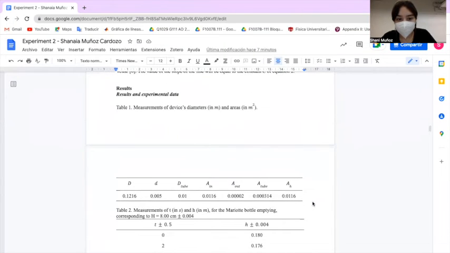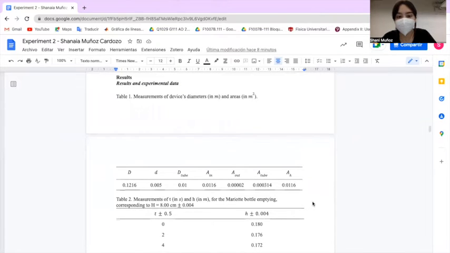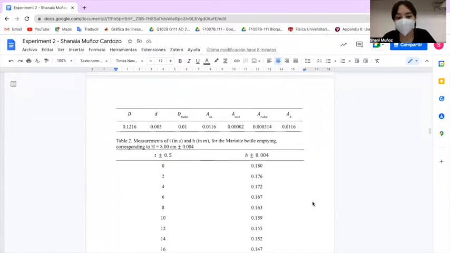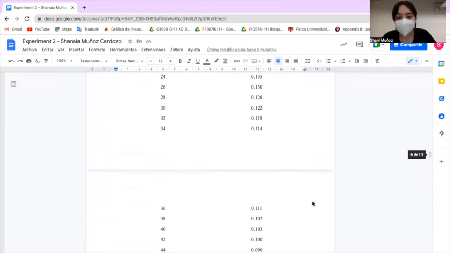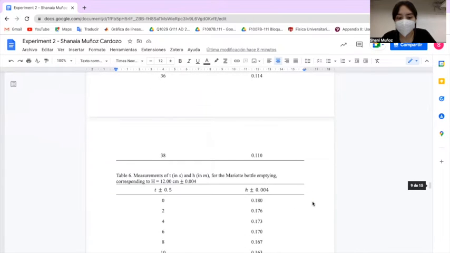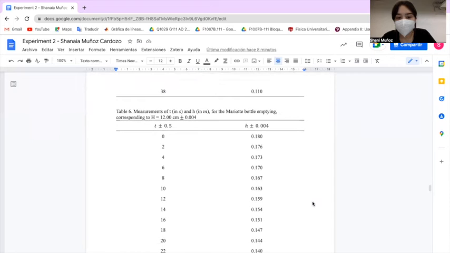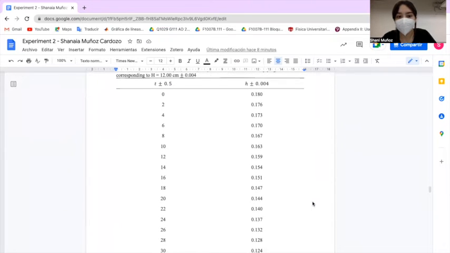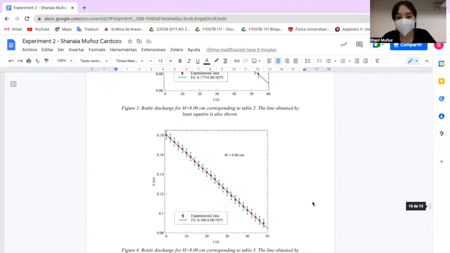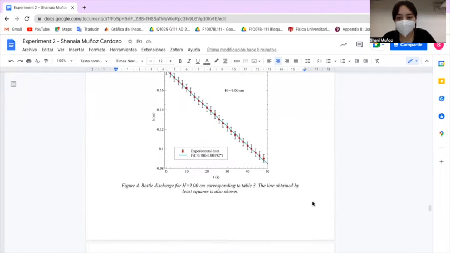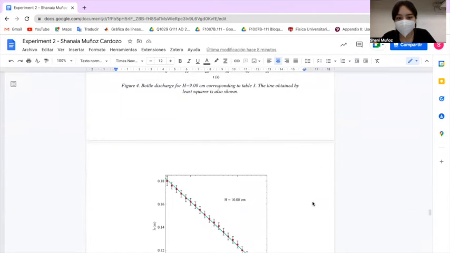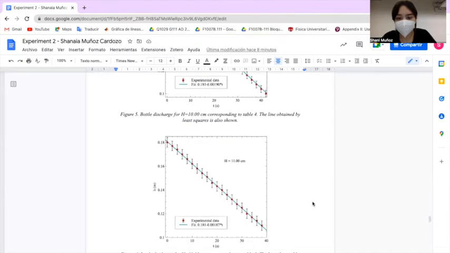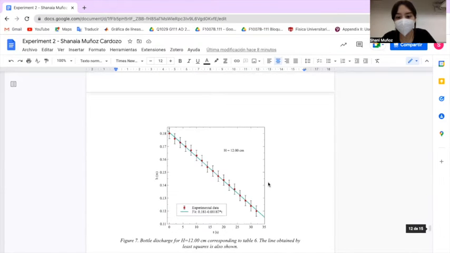Here we can see the tables obtained as results and experimental data. In table 1, we can see the measurements of our device. In tables 2, 3, 4, 5, and 6, we see the measurements of t and h for the Marriott's bottle emptying, corresponding to each value of h. And we can also see the graphs for each value of h.